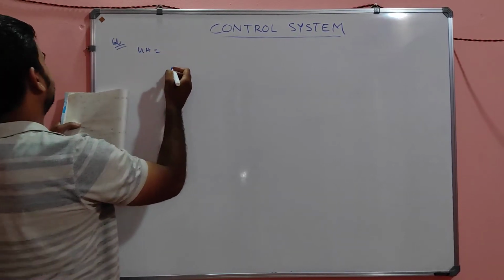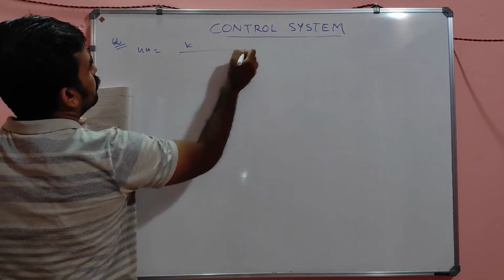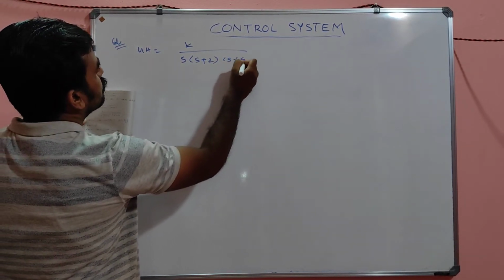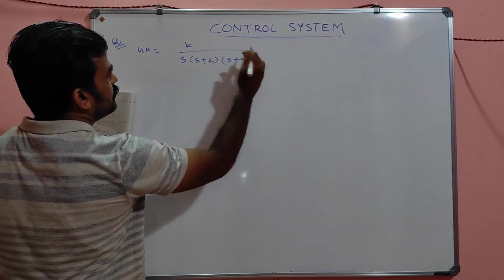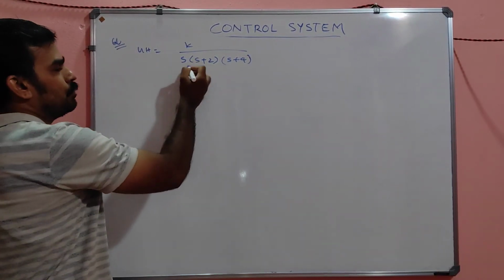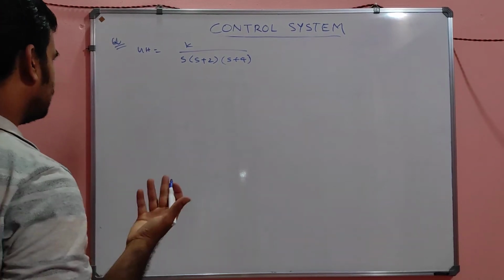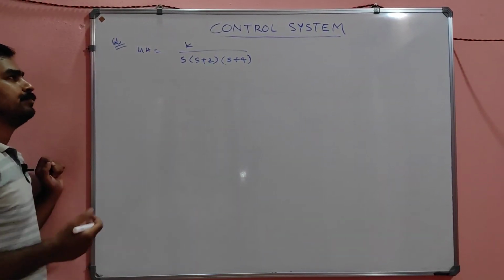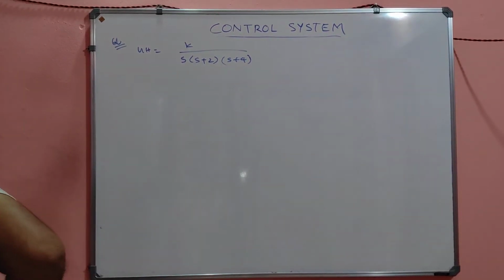GH will be equal to K divided by S into S plus 2 into S plus 4. Is it a first order system, zero order system, or second order system? It's a first order system because the number of poles at the origin is 1. So we can't apply that formula, right? Okay, the question is not completed.